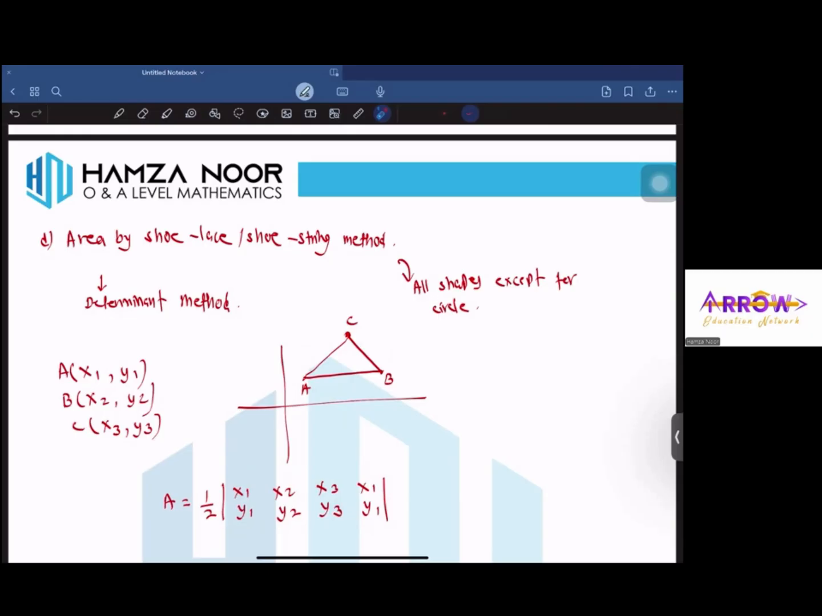If you want to find the area of any four-sided figure, let's say trapezium, rectangle, kite, rhombus, parallelogram, any four-sided figure, then you are going to write your formula like this: x1, y1, x2, y2, x3, y3, then x4, y4, and then x1, y1 again.